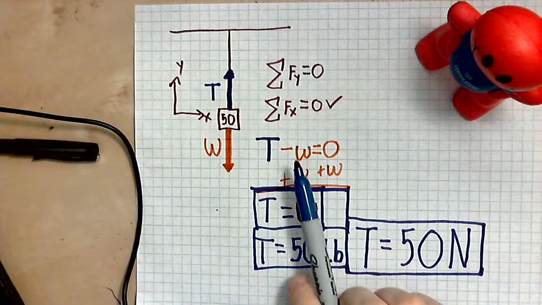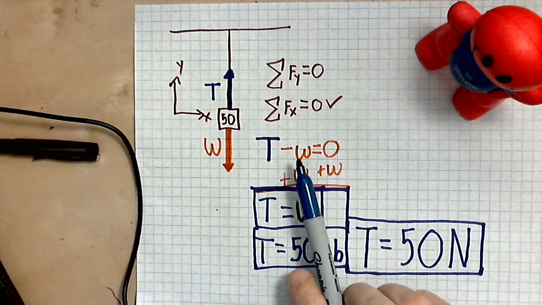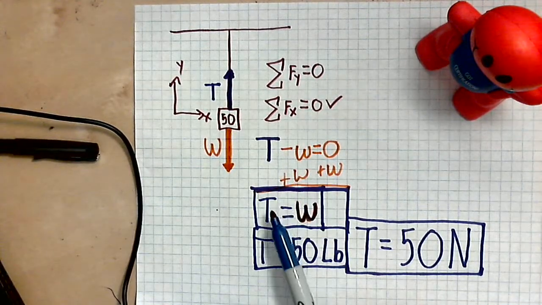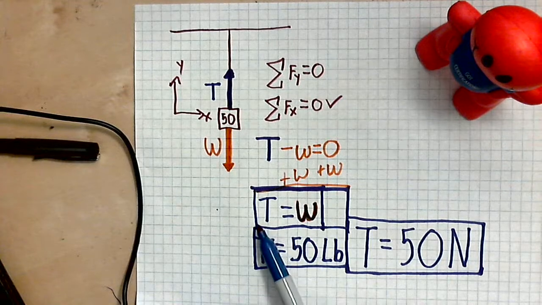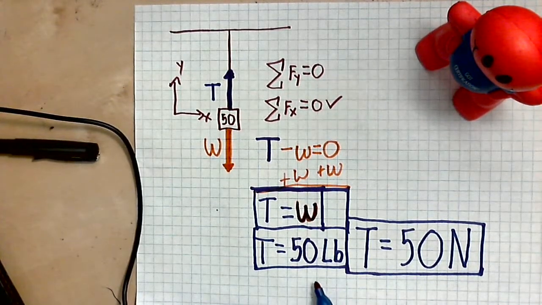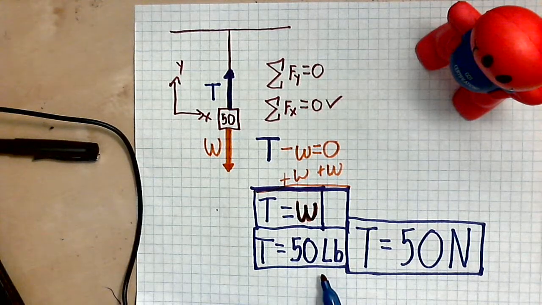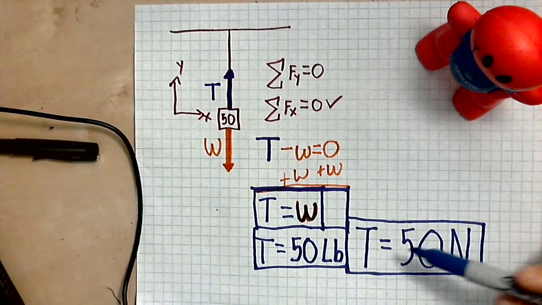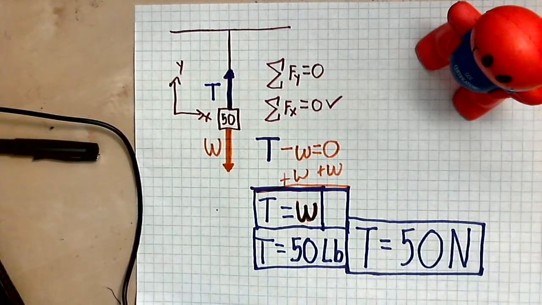That means you write this basic equation that the tension minus the weight is 0. Move the W to the right side, so it tells us that the tension equals the weight. If we're talking about pounds, it could be something like T equals 50 pounds. If we're talking about newtons, as is common now in sciences, nobody uses pounds anymore, really, then you're talking about 50 newtons as the tension in the rope.